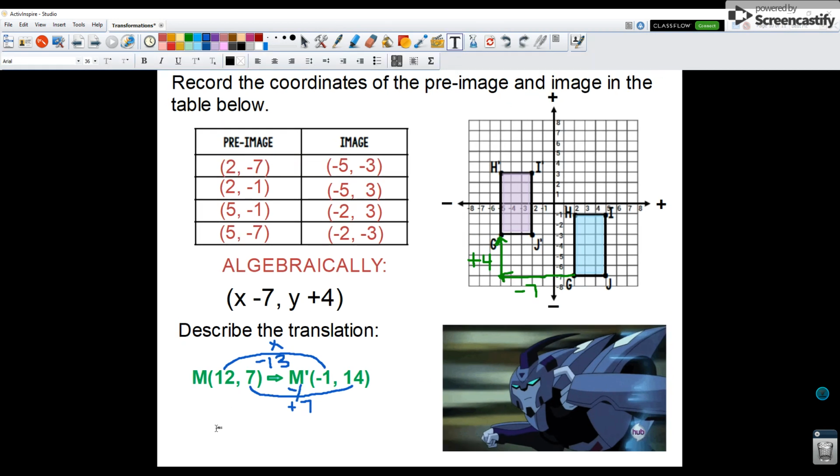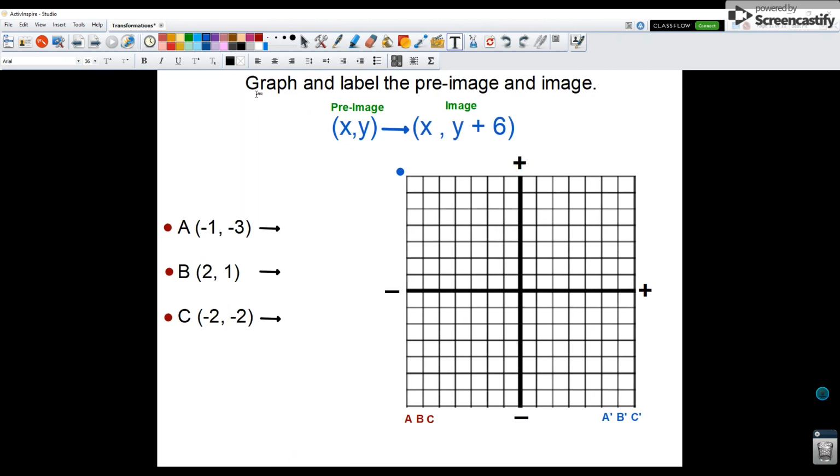So algebraically, what's actually occurring here is my x value is going left 13, so we're subtracting 13 from each x value, and then my y value is increasing, going up 7 units. So algebraically, if I had more coordinates, I can plug them into here and find the image coordinate. Lastly, we're going to look at a graph and label the pre-image and image.